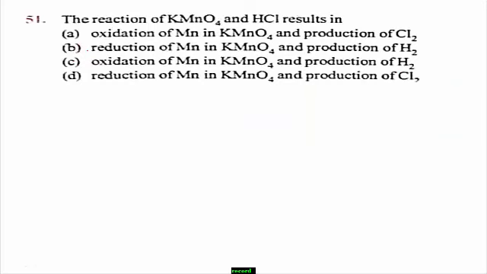Next, question number 51. The reaction of KMnO4 and HCl results in. Option A, oxidation of Mn in KMnO4 and production of Cl2. Option B, reduction of Mn in KMnO4 and production of H2. Option C, oxidation of Mn in KMnO4 and production of H2. And option D, reduction of Mn in KMnO4 and production of Cl2. Which one is the right answer?